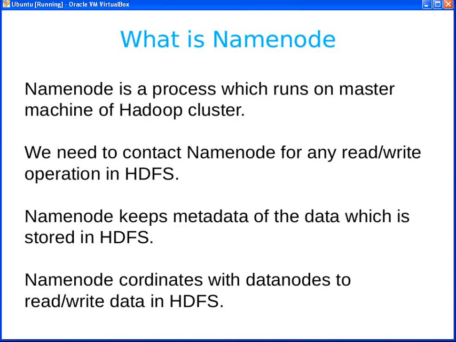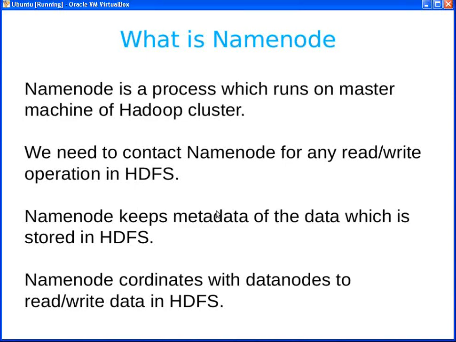So Namenode keeps metadata of the data which is stored in HDFS. As I just explained, Namenode does not participate in the storage. Whatever user data, whatever data you are copying into HDFS, that is stored in slave machines only. But all the required details about that data, required details means the name of the file, size of the file, owner of the file, how many blocks your file has been split into, and where exactly those blocks are stored, on which machine. This information is known as metadata, and metadata is stored on our Namenode.